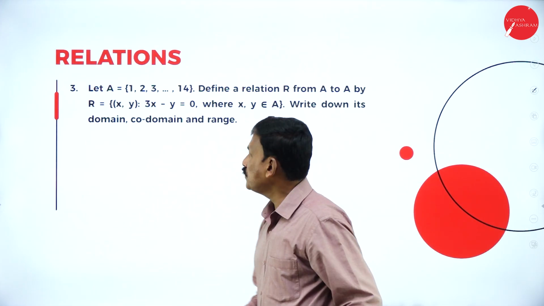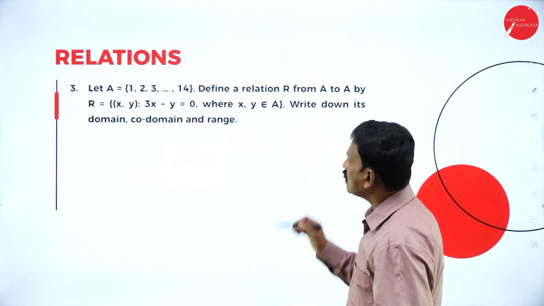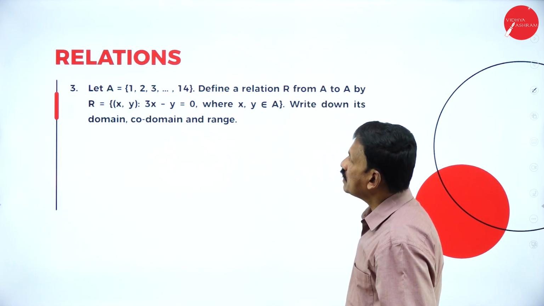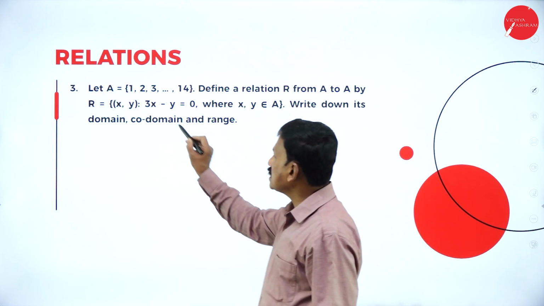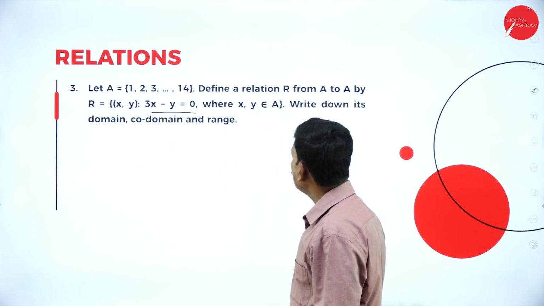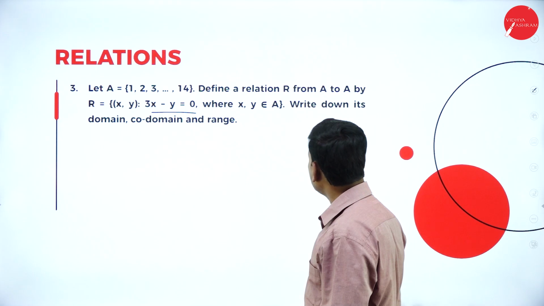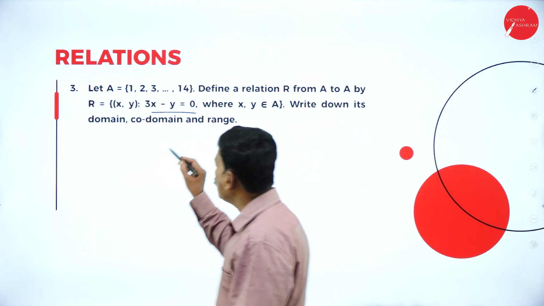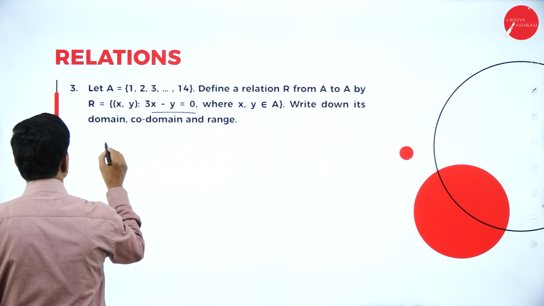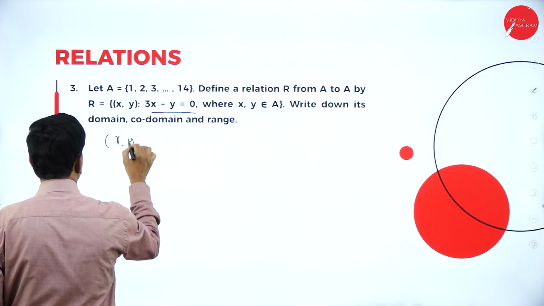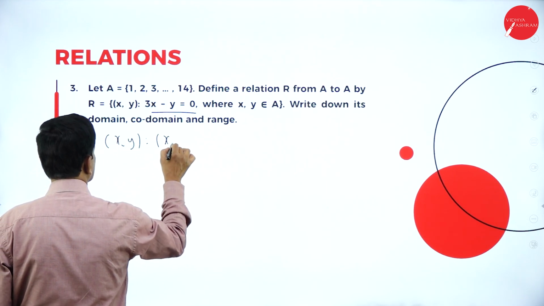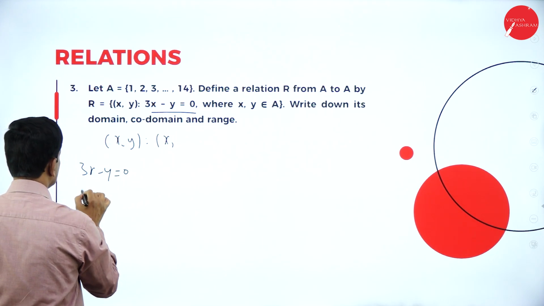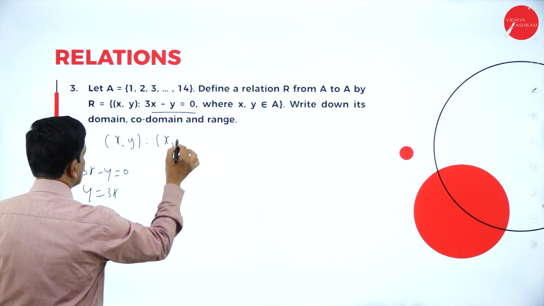So here, if A is equal to {1, 2, 3, 4, and so on up to 14}, define a relation R from A to A by R is equal to {(x, y) such that 3x minus y is equal to 0, where x, y belong to A}. Write down its domain, codomain and range. First write down R. What is the given condition? Here (x, y) is given, x as it is. 3x minus y is equal to 0 means y is equal to 3x, that's all.